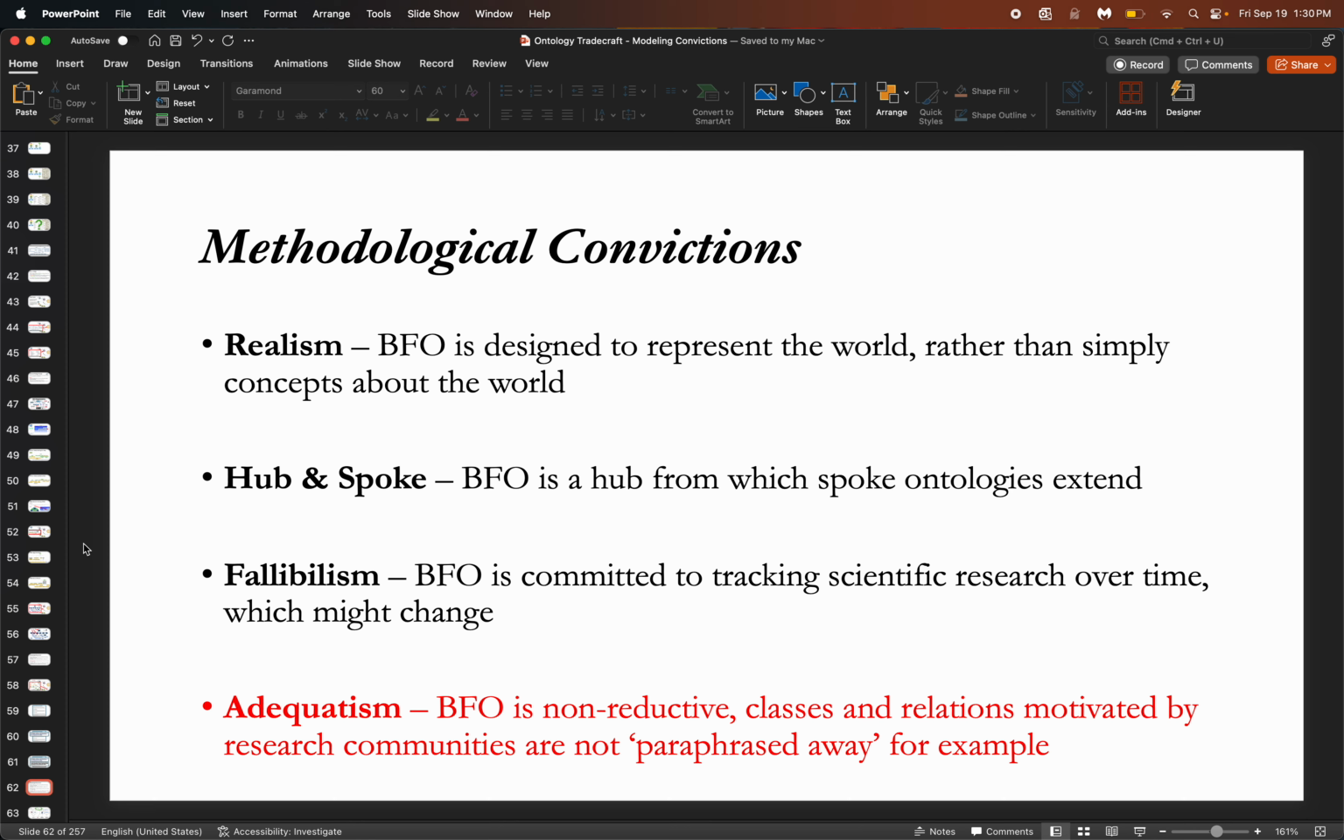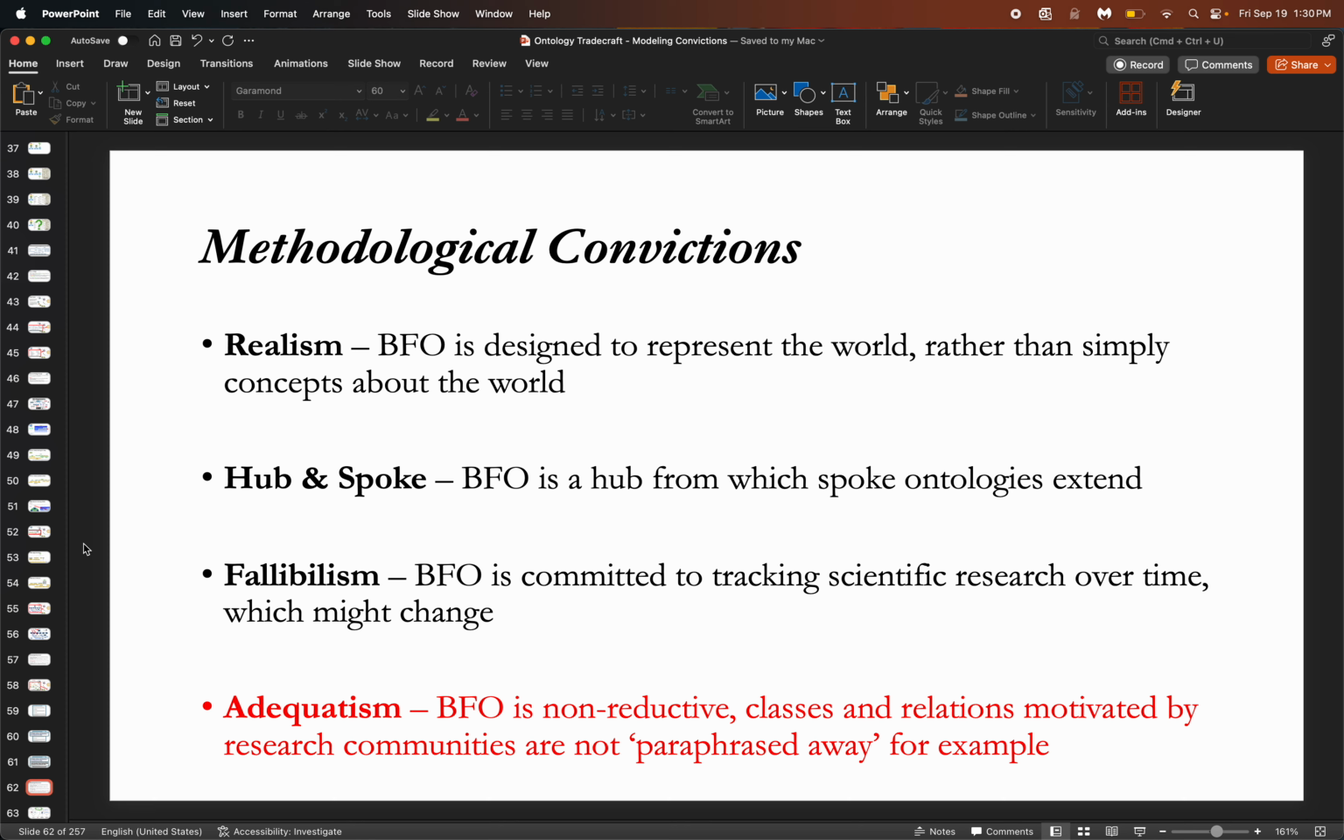Lastly, here's adequatism. BFO is non-reductive. Classes and relationships among them are motivated by research communities and not paraphrased away. We are not trying to come in and tell you there's a privileged way to represent the world. There's a broad, high-level, basic, logical way to represent things in the world. There's cross-heterogeneous information. There's a common formal structure. We'll find it. But we're not going to tell you that you're wrong in the way you're representing it. Now, you may come to that conclusion based on the logic that we bring down and show you, but that is a you question. We're trying to describe what you do, not prescribe what you should do.